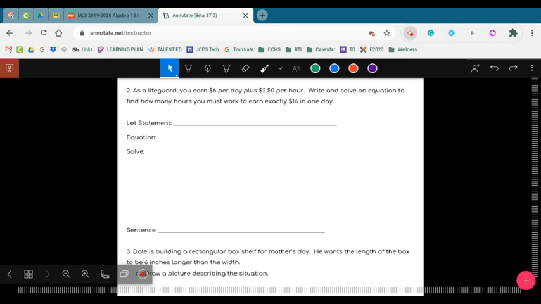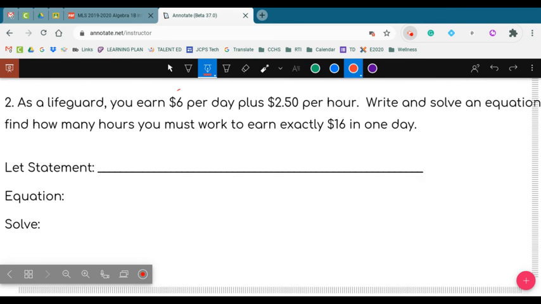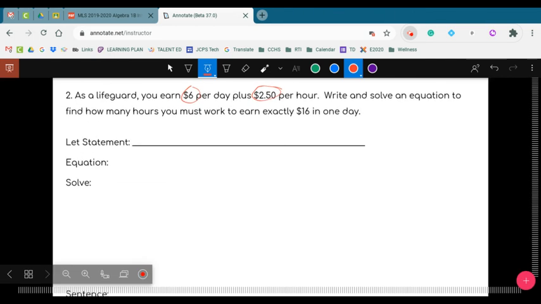So I just read through it once. Now I do my C. I circle all the numbers. So I'm going to go through. A lifeguard, you can earn $6 per day and $2.50 per hour. Write and solve an equation to find how many hours you can work to make exactly $16. So I circled all my numbers.